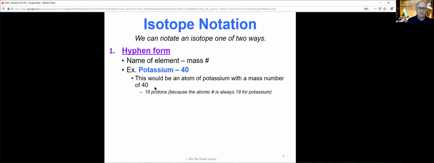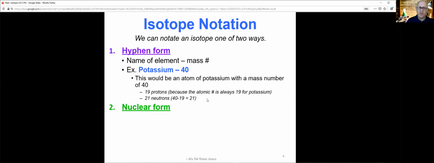Now, this is going to mean that potassium has 19 protons because the atomic number of potassium is always 19, and it has 21 neutrons. So you can always calculate the number of neutrons by looking at the atomic number and subtracting that from the mass. Potassium 40 minus 19 equals 21 neutrons.